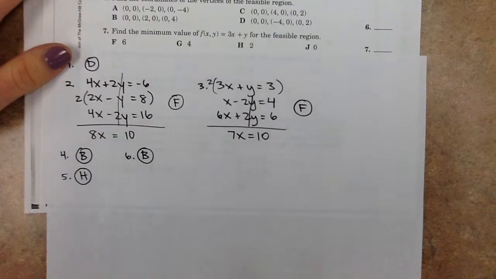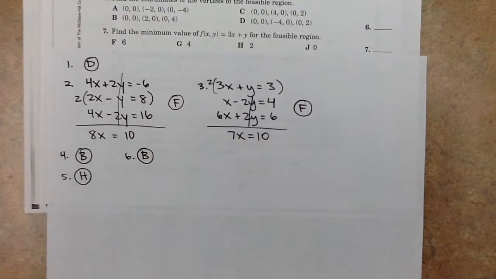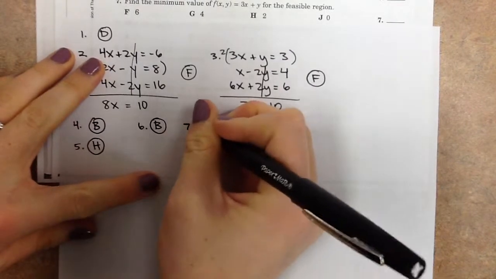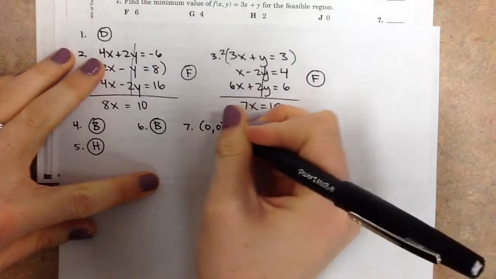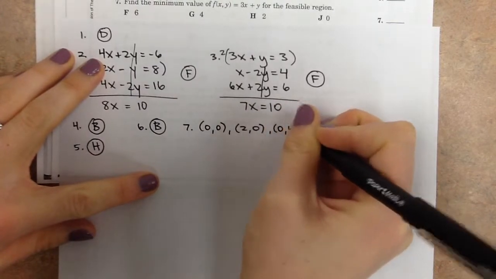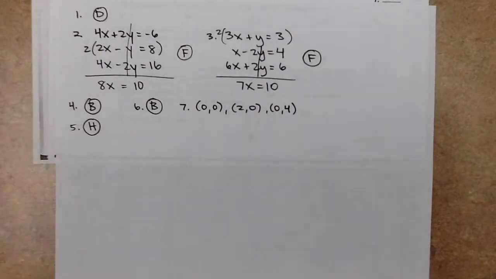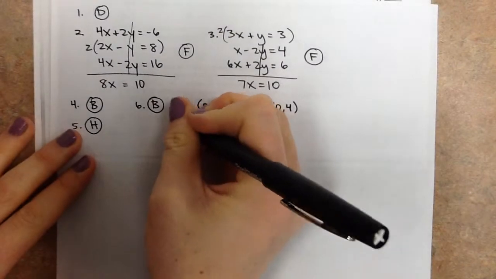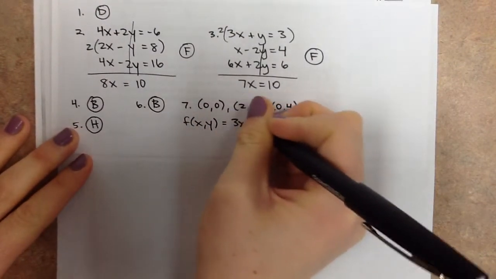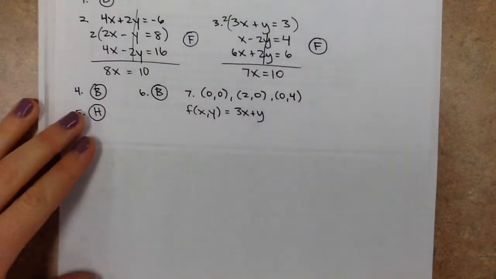Okay, number 7, minimum value of this for the feasible region. Okay, so now we've got our vertices. We've got 0, 0, 2, 0, and 0, 4. And then remember the way the min and max thing works is you plug those vertices into your function. So the function they give us looks like this. And we're going to plug those 3 vertices in and then see what we get.